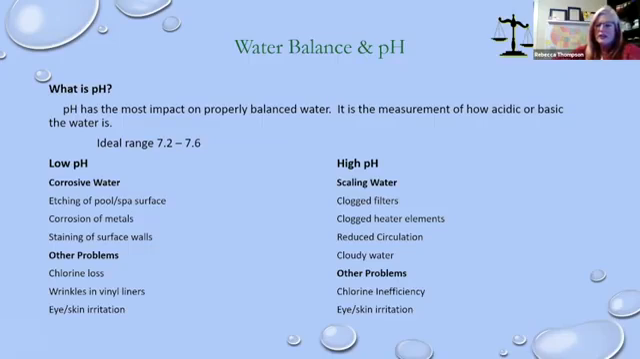Low pH, again, can cause corrosive water. With the corrosive water, you end up with etching of the pool surface, corrosion of metals, and other issues. Other problems: low pH causes chlorine loss. It makes your chlorine more effective, and it burns off quicker. It can cause wrinkles in vinyl liners, and it can, as I said, cause skin and eye irritation.